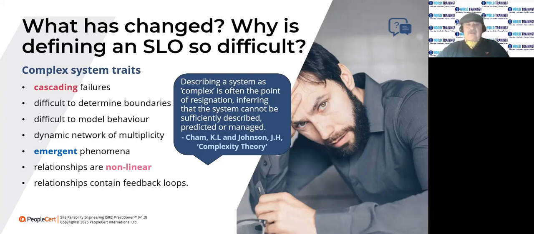Relationships are nonlinear. In other words, one problem can escalate to other parts of the system. It's not just about cascading failures. You may have one component that serves many other systems, and that may be an area where you need to have a closer look, closer monitoring, more SLOs or tighter SLOs.